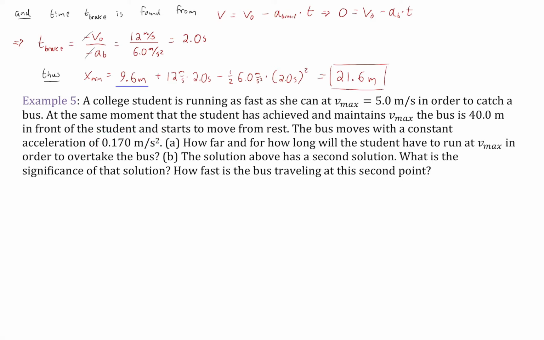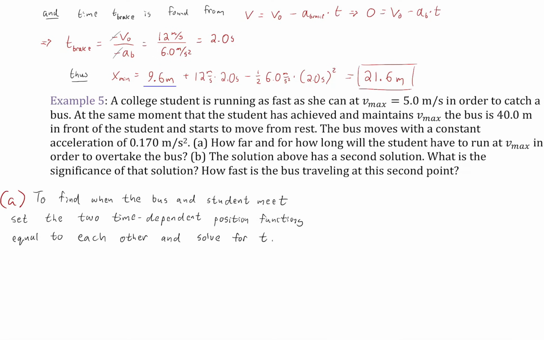Okay, all right, so question A. How far and for how long will the student have to run at that maintained maximum velocity of 5 meters per second in order to overtake the bus? Okay? So I'm assuming she's going to catch it, and indeed she does. Okay? So let's look at the approach here.